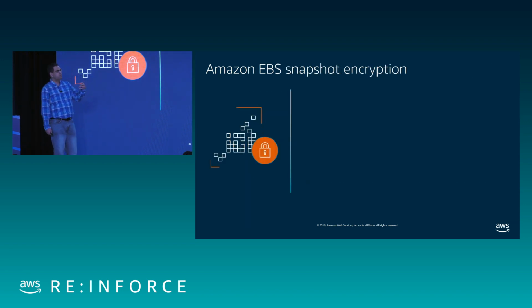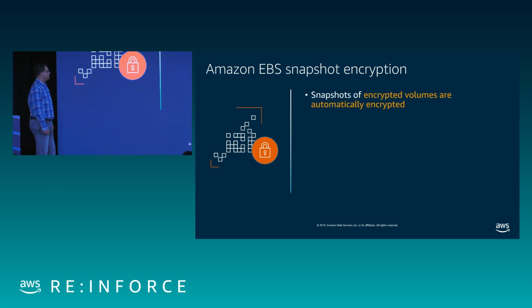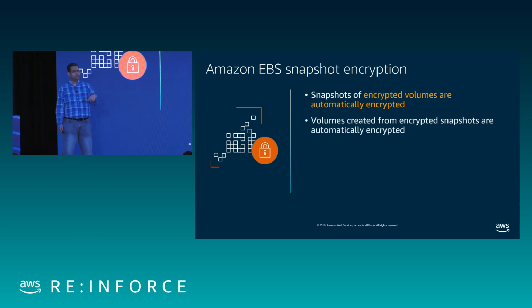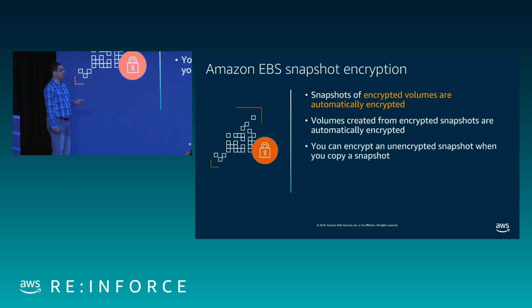So switching gears from volume encryption, we covered instance storage encryption, we covered EBS volume encryption. Let's switch gears to snapshot encryption. So snapshots, we talked about this a little earlier. Snapshots of encrypted volumes are automatically encrypted. Volumes created from those snapshots are encrypted too. So if you have encrypted snapshots and you're creating volumes, those volumes are automatically encrypted.